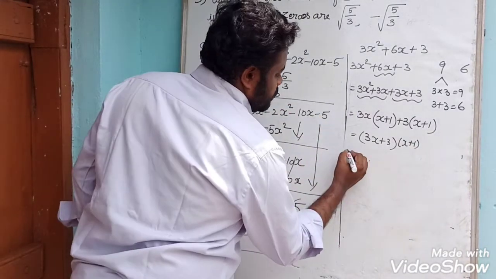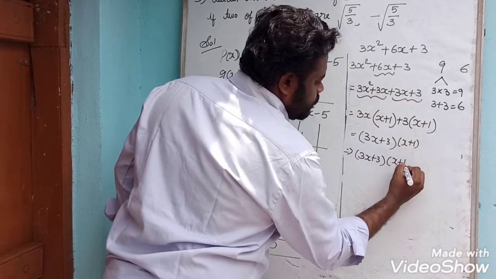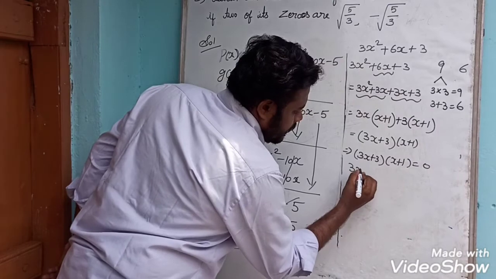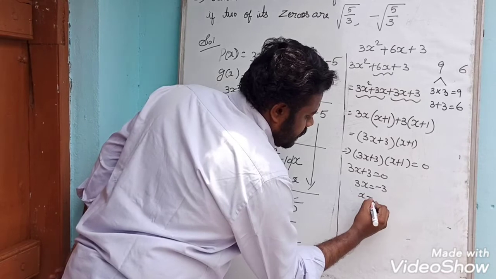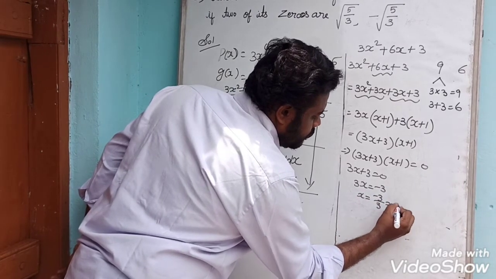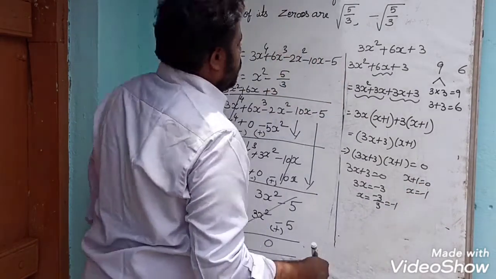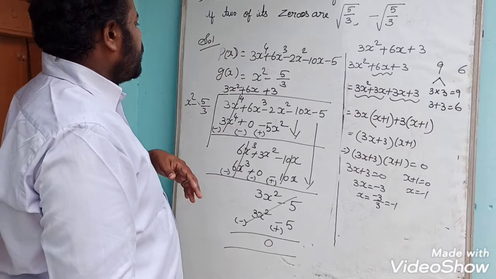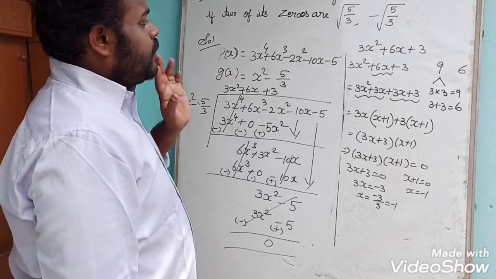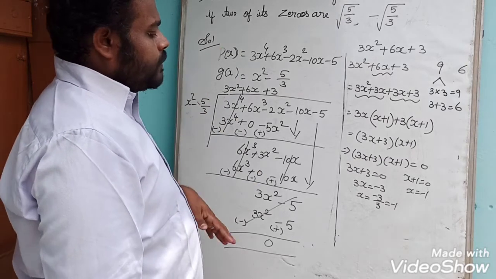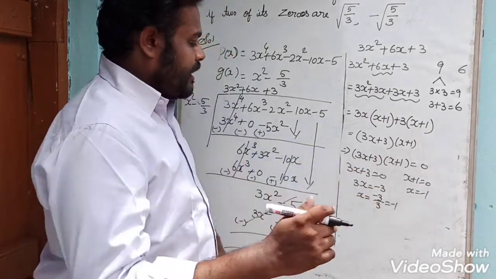So which implies that 3x plus 3 into x plus 1 equal to 0. 3x plus 3 equal to 0, 3x equal to minus 3 and then x equal to minus 3 by 3 equal to minus 1. Then x plus 1 equal to 0, x equal to minus 1. So already we have two zeros of the polynomial p of x, 3x power 4 plus 6x cube minus 2x square minus 10x minus 5, which are root 5 by 3 and minus root 5 by 3. And we have found two more zeros, minus 1 and minus 1.